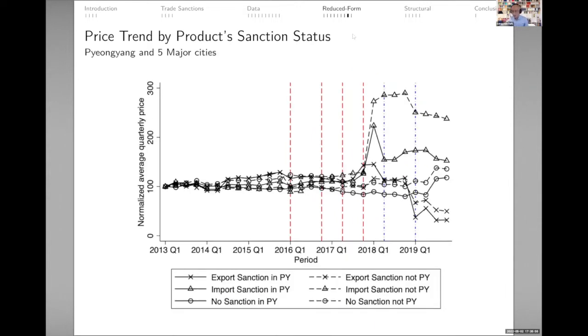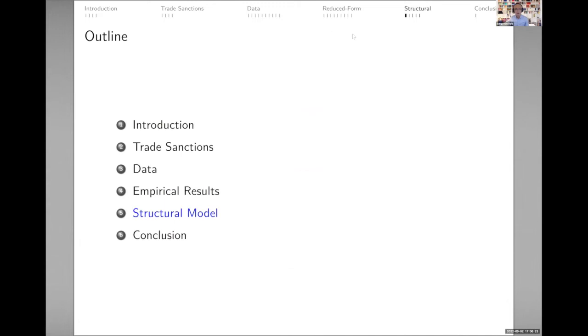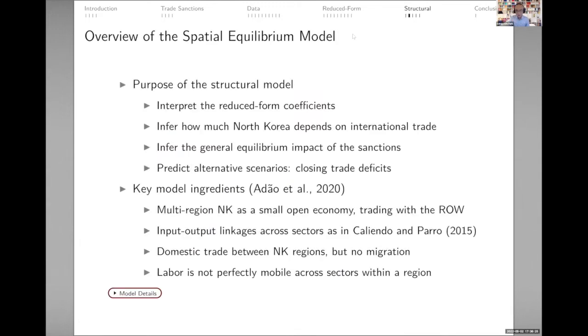Looking at the heterogeneity, this is what I said in the preview. So the price increase is only observed among markets that are outside Pyongyang, but we don't find that increase for markets in Pyongyang. Probably some differences going on between markets that are in Pyongyang and outside Pyongyang. This is a table using the market prices, but the results are qualitatively similar to what I showed in the graphs. Okay, so just an overview of the spatial equilibrium model.